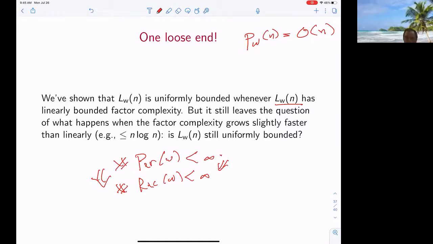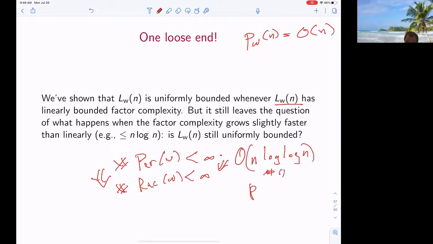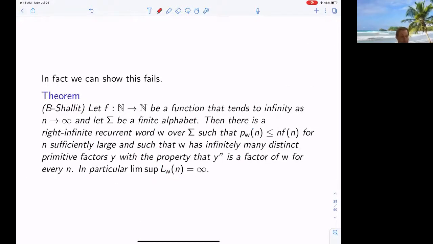But it doesn't really answer the question of what happens beyond linear factor complexity. So you could ask, what happens if you increase the growth a little, like maybe you look at n log n. What if the factor complexity is big O of n log n, or something just a little faster than linear? Do we still get finiteness?